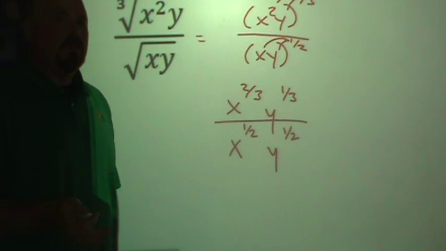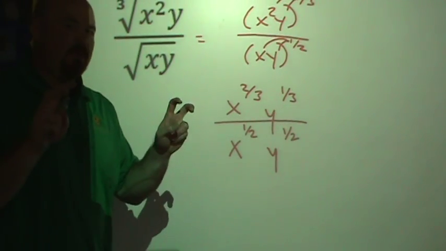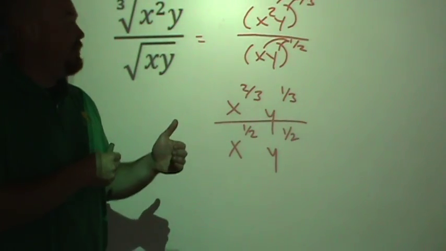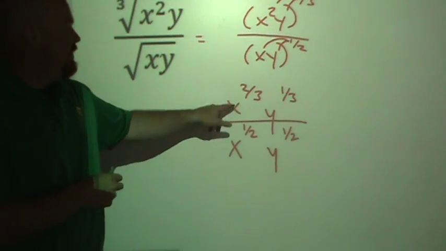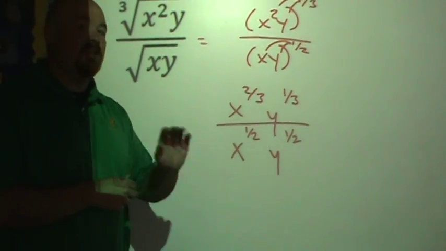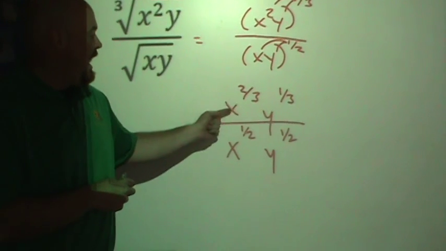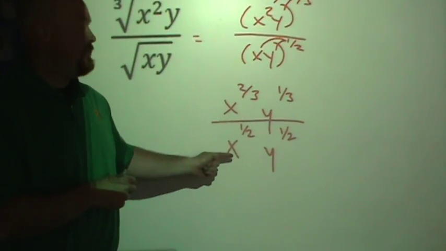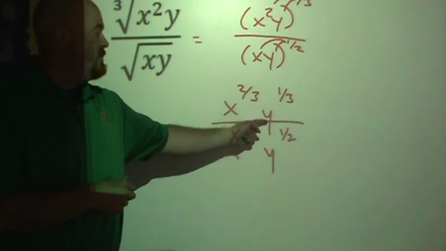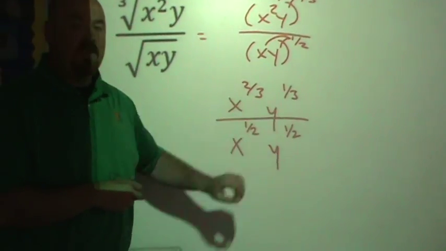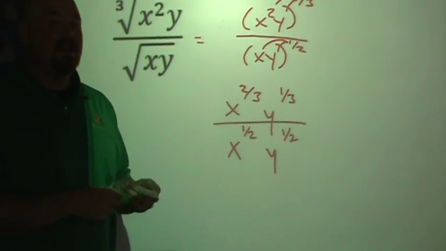So what does this do for me? Well, in essence, I've almost separated that power, or excuse me, that product into its two parts. Now if I look at each one of these pieces as their own separate power, I do have a common base for these two powers, and I do have a common base for these two powers. And now I can subtract those.